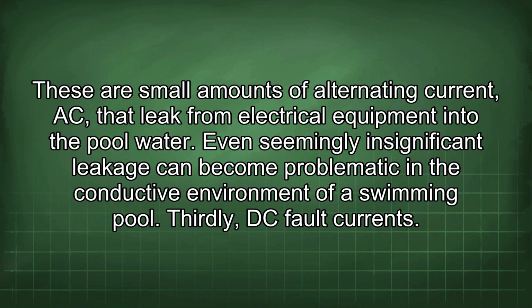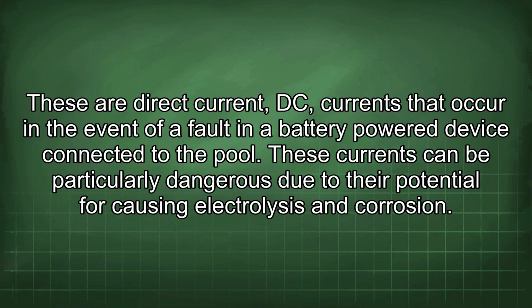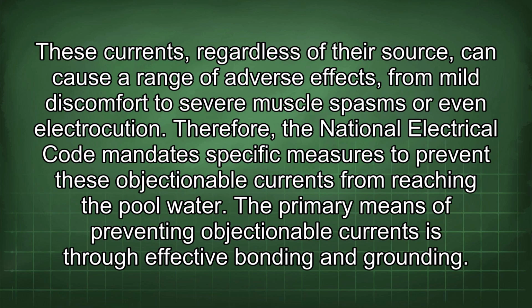Thirdly, DC fault currents. These are direct current, DC, currents that occur in the event of a fault in a battery-powered device connected to the pool. These currents can be particularly dangerous due to their potential for causing electrolysis and corrosion. These currents, regardless of their source, can cause a range of adverse effects, from mild discomfort to severe muscle spasms or even electrocution. Therefore, the National Electrical Code mandates specific measures to prevent these objectionable currents from reaching the pool water.